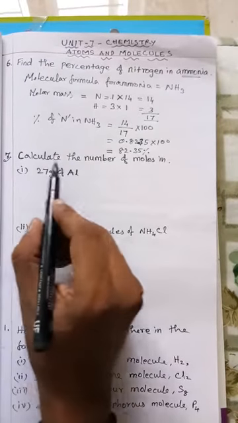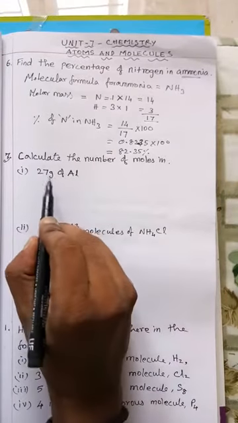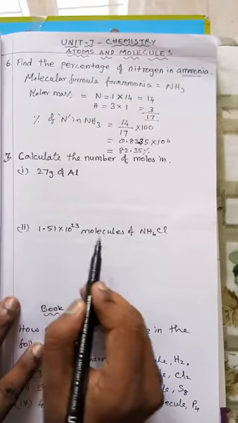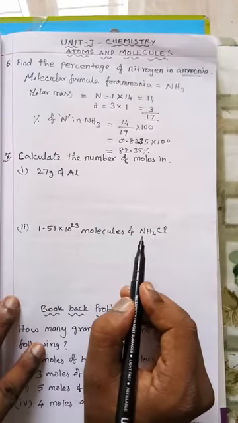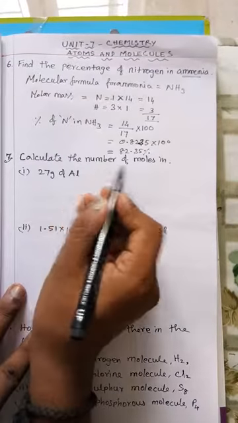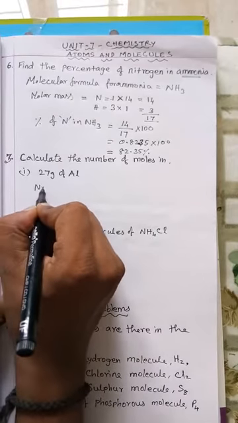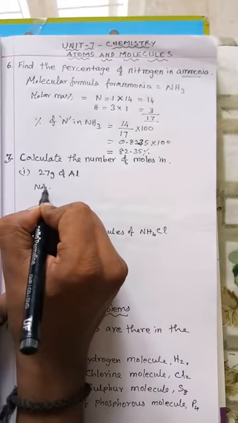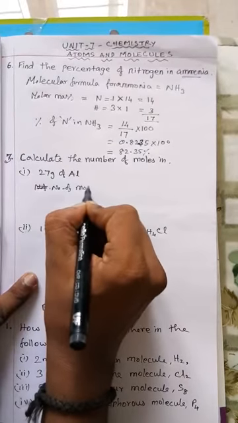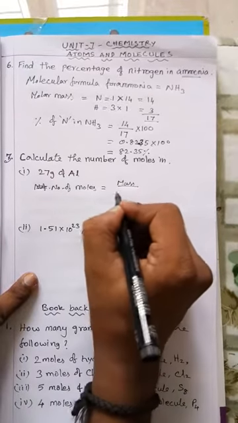Third question. Calculate the number of moles. Two questions are given: 27 gram of aluminium, and 1.51 into 10 to the power 23 molecules of ammonium chloride. Now we want to find the number of moles. The formula: number of moles is equal to mass by atomic mass.